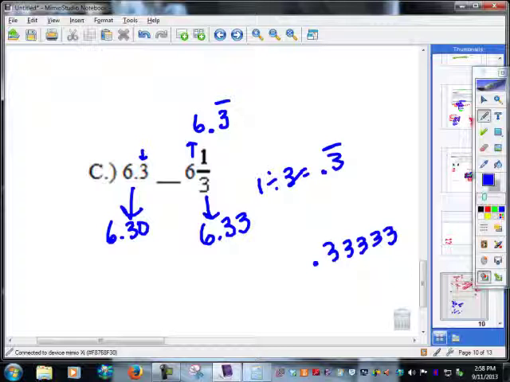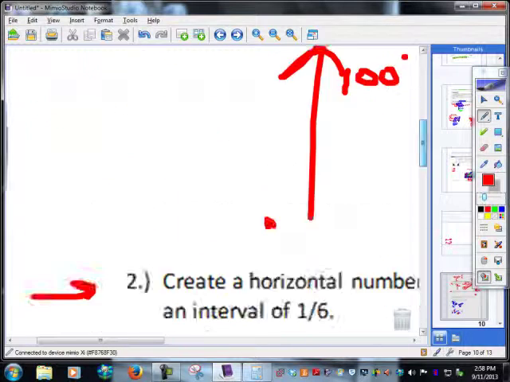Now keep in mind, when we're talking about money, we only go to this place value right there. And you can see 33 cents. You can see that's just 30 cents. This one is larger. Okay? So it's numerator divided by denominator. Okay? Let's go on to the next page.